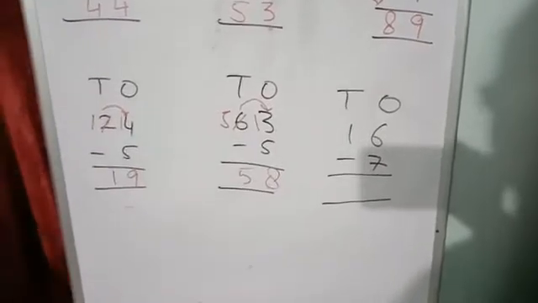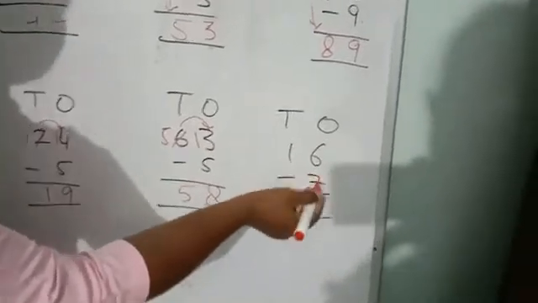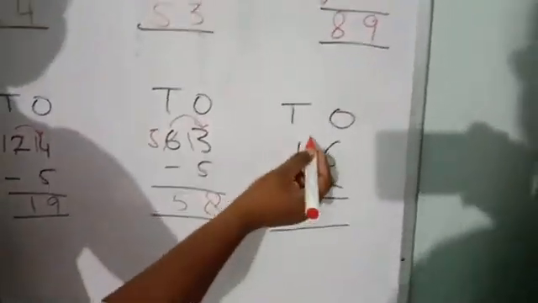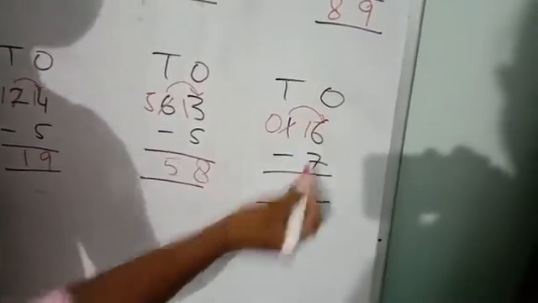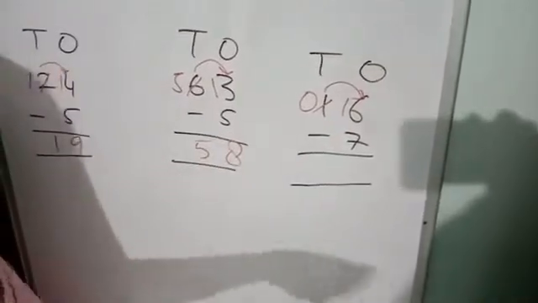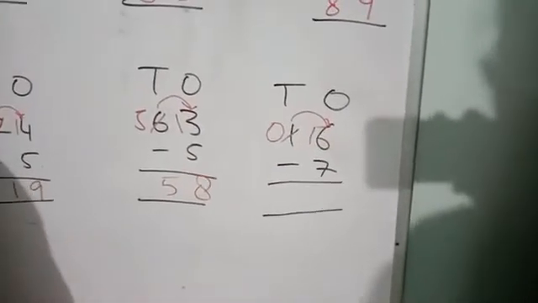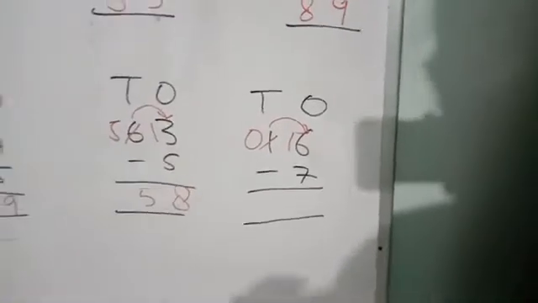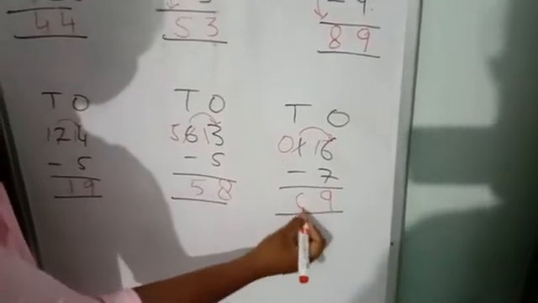Now see the next one, 6 minus 7. Is it possible? No, because 6 is smaller than 7. So what we have to do? We will borrow from 1. 1 will become 0 and 6 will become 16. Now it is possible to subtract 16 minus 7. 16 minus 7, 9. And 0 we will write here as it is.